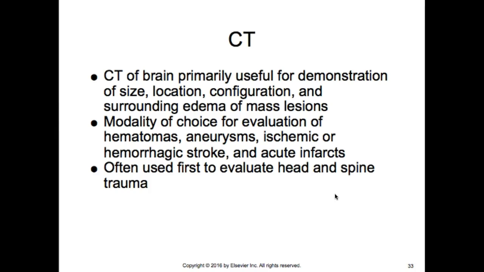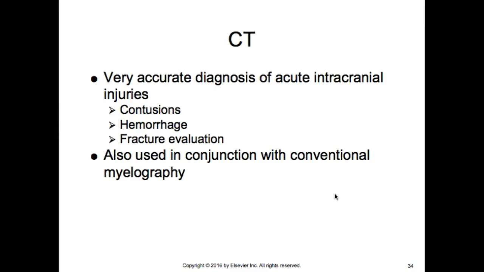CT of the brain is primarily useful to demonstrate the size, location, configuration, and surrounding edema of mass lesions and mass effects. So it's a modality of choice for evaluation of hematomas, aneurysms, ischemic or hemorrhagic strokes, and acute infarcts, often used to first evaluate head and spine trauma. CT is very fast and it gives us information immediately, which we need a lot in trauma. So very accurate diagnosis of acute intracranial injuries, so contusion, hemorrhage, and fracture.